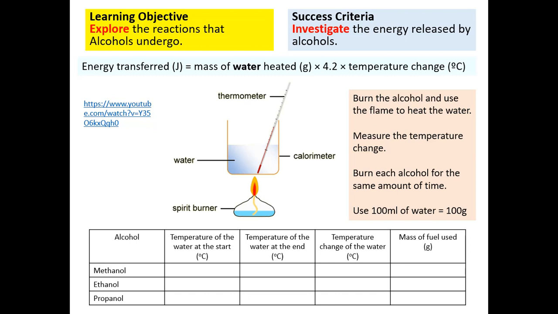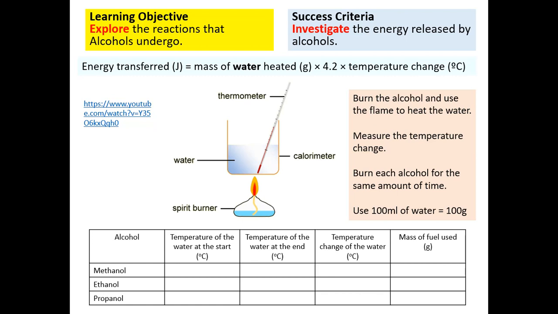So this would be your table. You've got your 3 alcohols down the left-hand side. You would measure the temperature of the water at the start, the temperature of the water at the end, record the temperature change of the water, and you need to make a note of the mass of the fuel used. So you would weigh your spirit burner with your alcohol in at the start. You then burn it for 2 minutes, weigh it again at the end, and work out how much fuel you've used. You are going to need that number if we are to compare the fuels accurately.